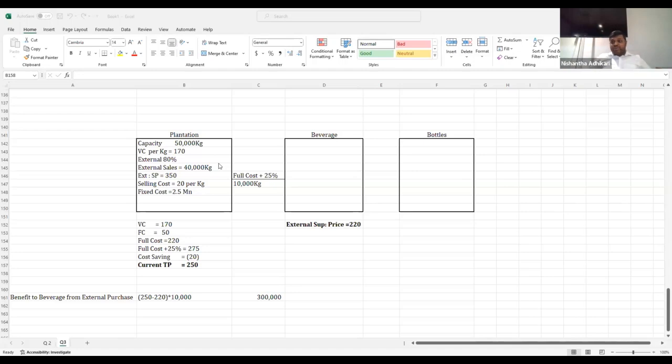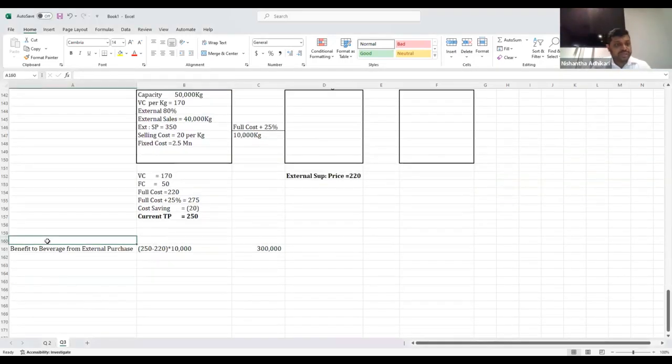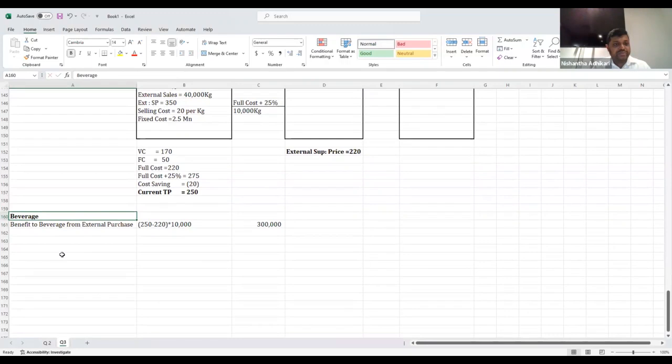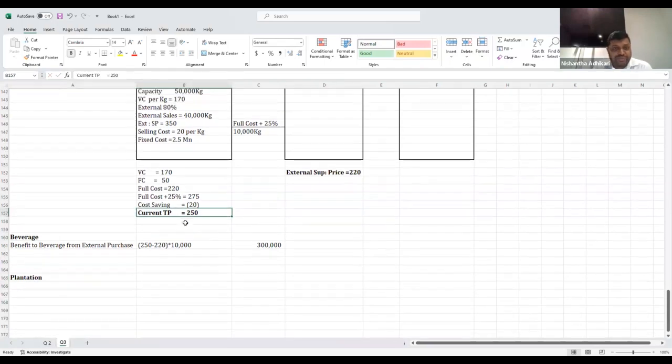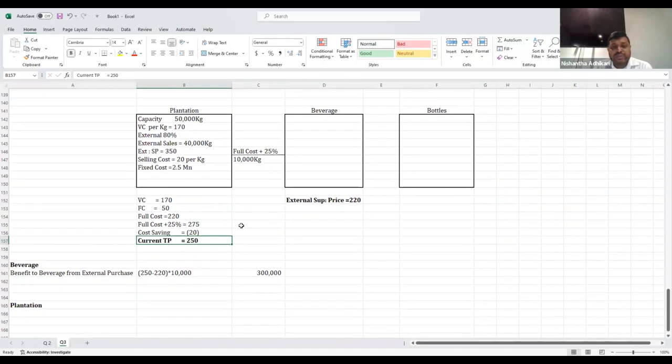Currently, they have a contribution of 250. What is their cost? It is 150. They are selling at 250. Their contribution is 100. Therefore, we have to look at the effect to the plantation division. This is beverage. Now, plantation division. Currently, they are selling at 250 net selling price. What is their loss of contribution? What is their contribution?